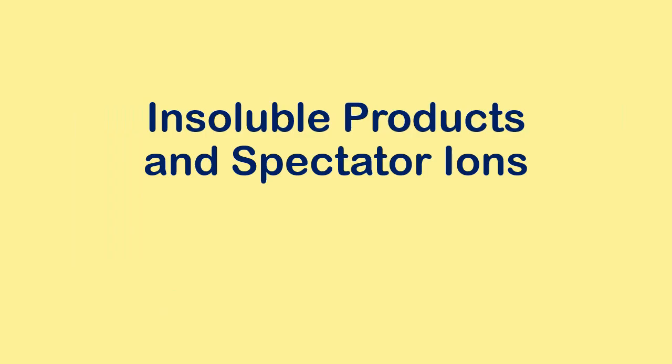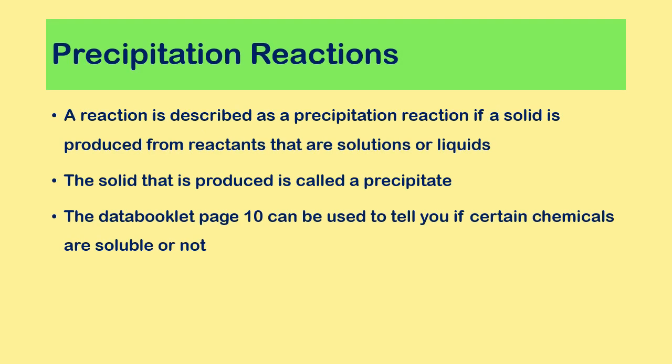We've got 2 things to get through, insoluble products and spectator anions. Now, a precipitation reaction is one where a solid is produced from 2 liquids or a liquid and a gas. The solid that forms is called your precipitate, and you can predict if a product will be a solid by finding out if it is insoluble from page 10 of the data book.